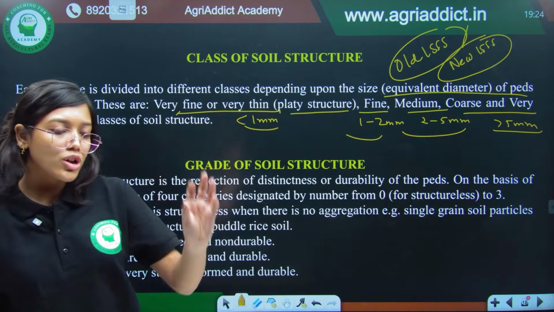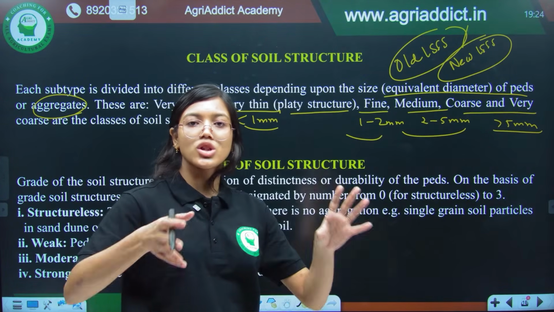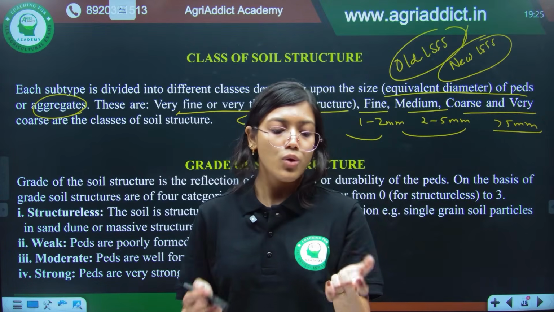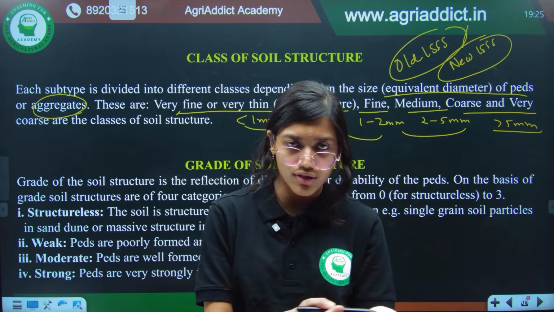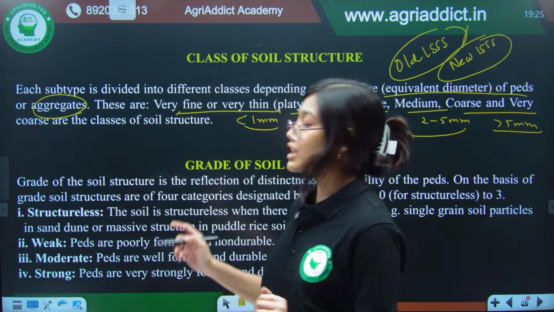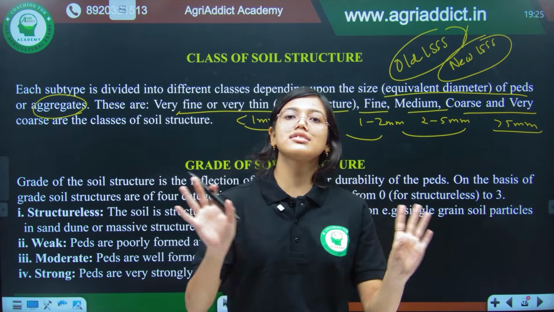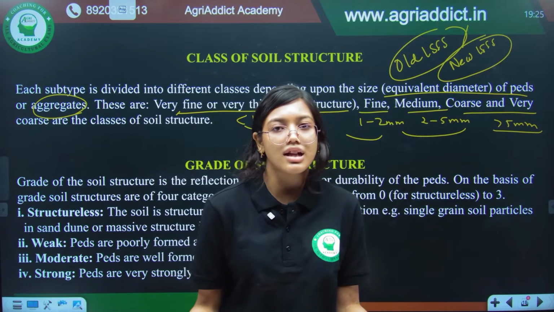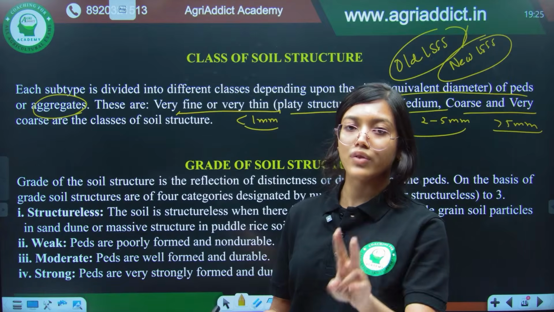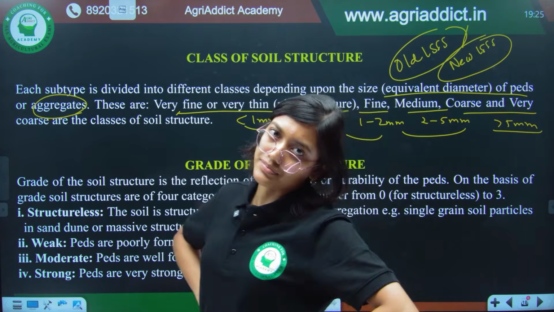Whenever I told you that we evaluate the structure, we will begin with grade. If I want to evaluate your performance in JRF physical science, first of all, I have to identify whether you are sitting for physical science or not. If you want to go for plant science, why would I evaluate you, right? So for the grade, I have to see whether or not the soil is structureless. If it is structureless, then the class and type will not come. So in the grade, we will see whether your soil is structureless or structured. Clear?